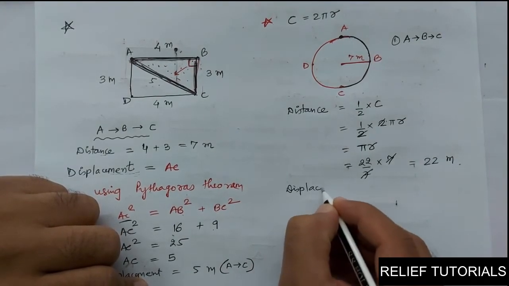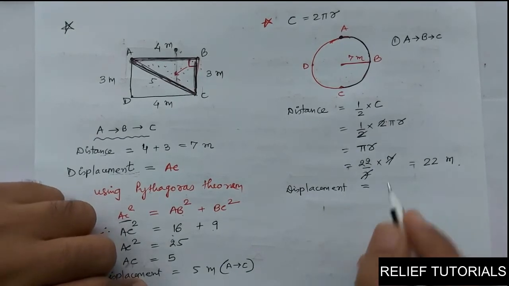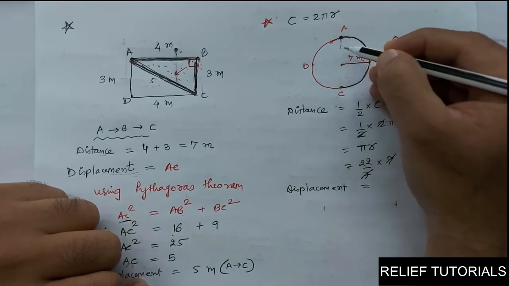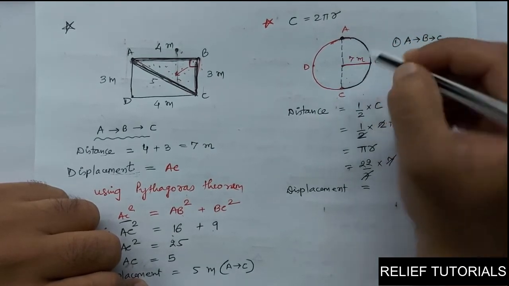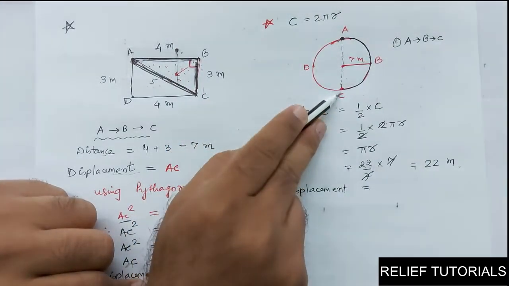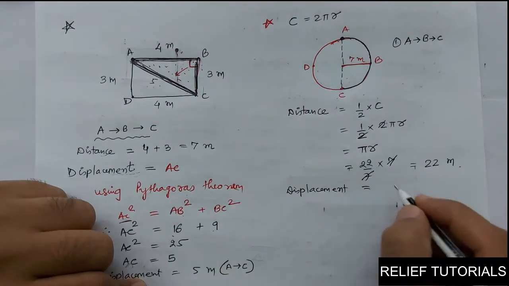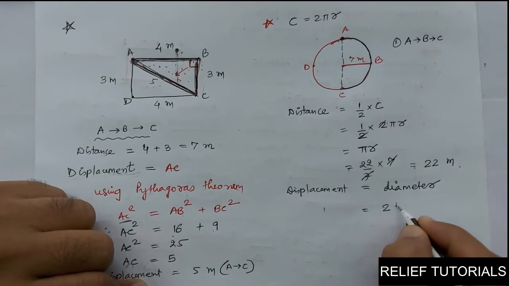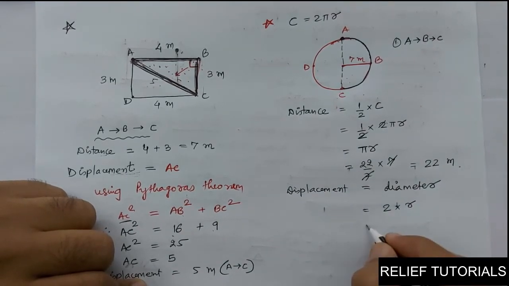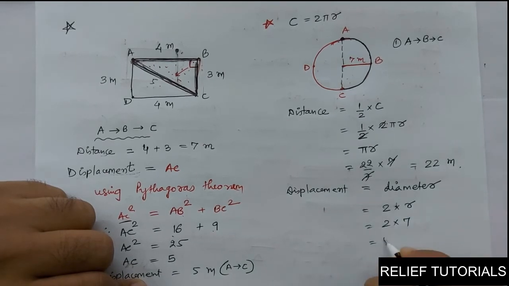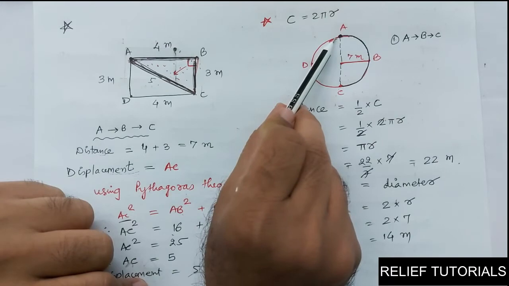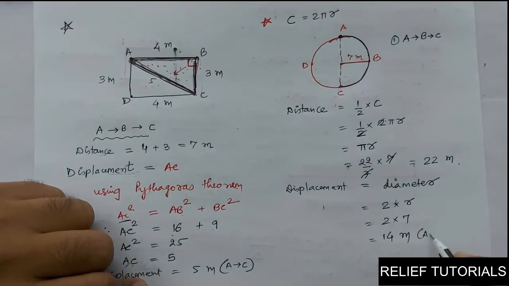Now what is displacement? Displacement means straight distance between initial point and final point. Initial point is A and final point is C. So the straight distance is like this. And can you see this straight distance means the diameter of a circle. So here the displacement means diameter. And diameter is double the radius. We know this. Radius is 7. So 2 into 7, so the displacement is 14 meter. How to mention the direction? The initial point is A and final point is C. So 14 meter, A to C.